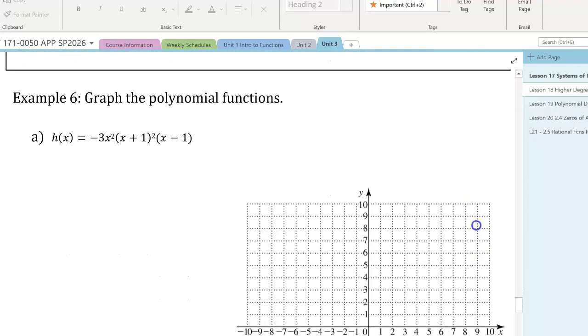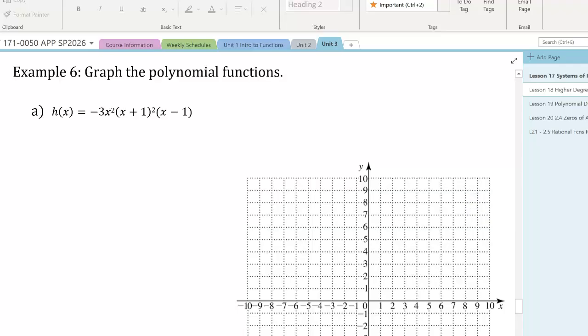In example 6, we have the function h of x is equal to negative 3x squared times x plus 1 squared times x minus 1. Now remember in class we talked about this polynomial is already factored, and we want to leave it in factored form because we are going to have to find the x-intercepts, which means we will need it to be factored to do that. However, we also need to know the leading term and the degree of the polynomial.